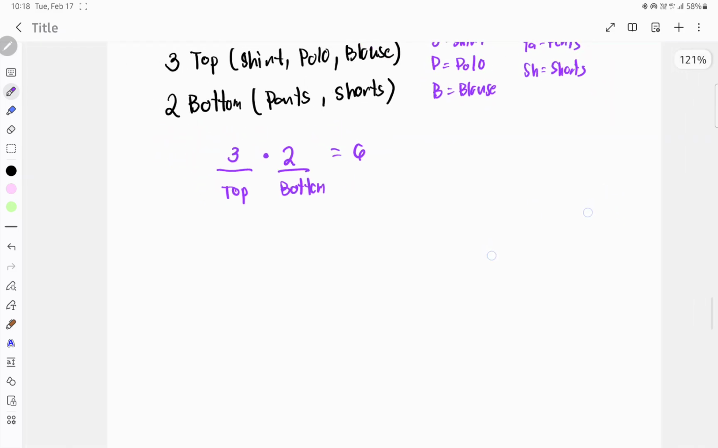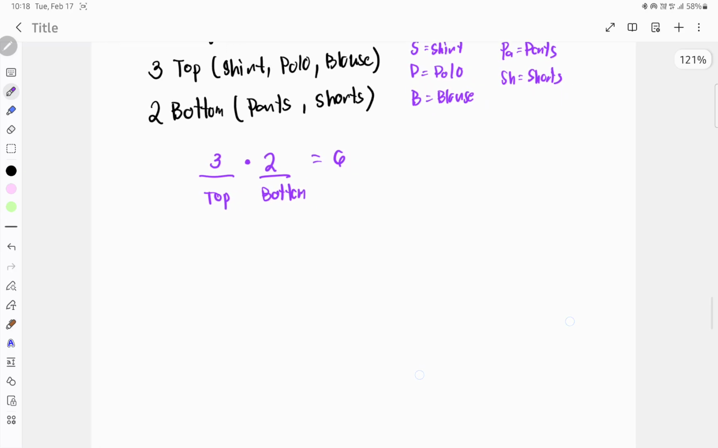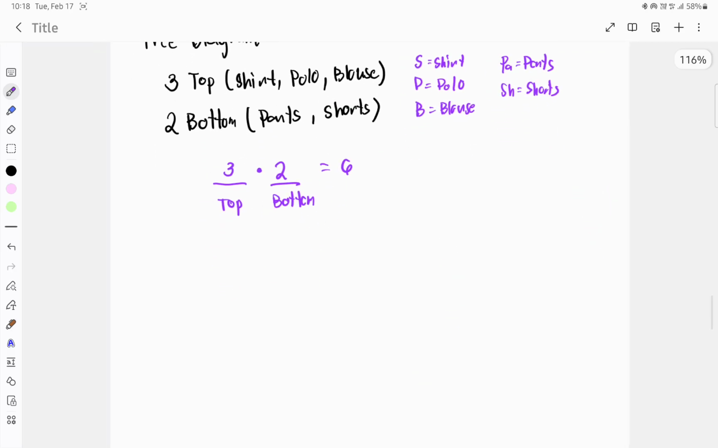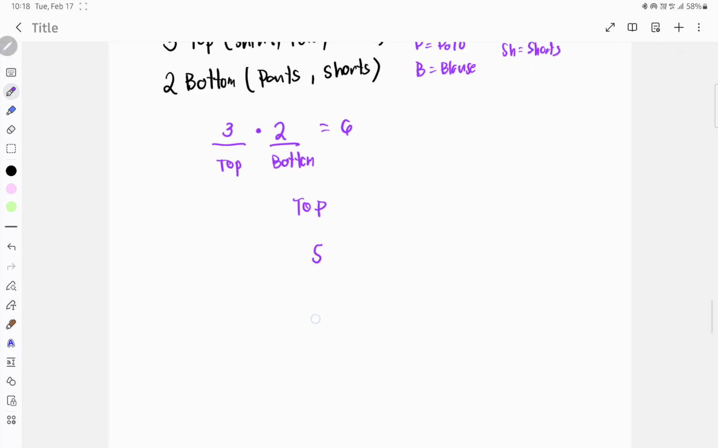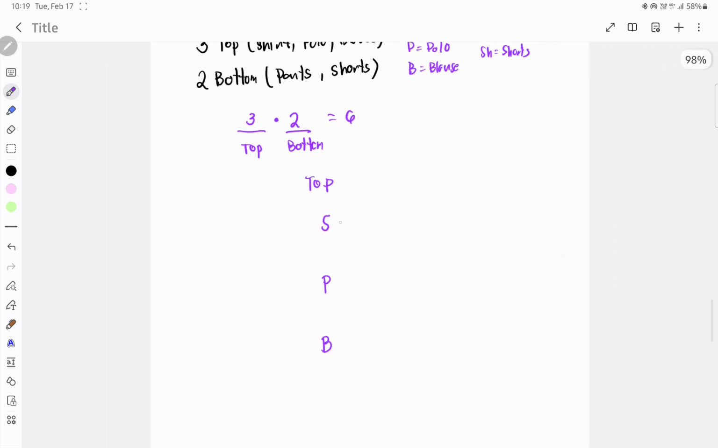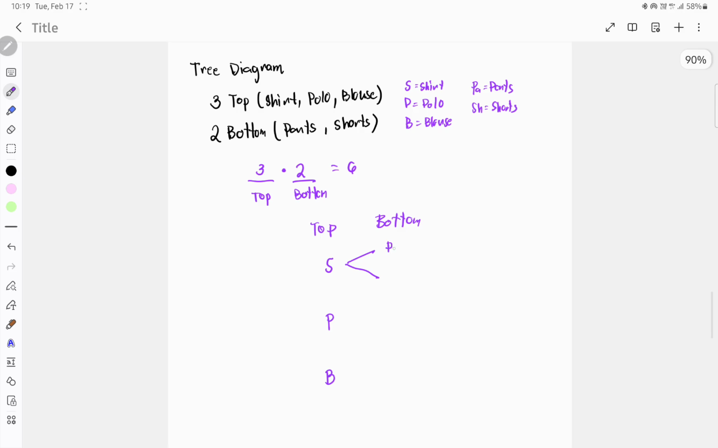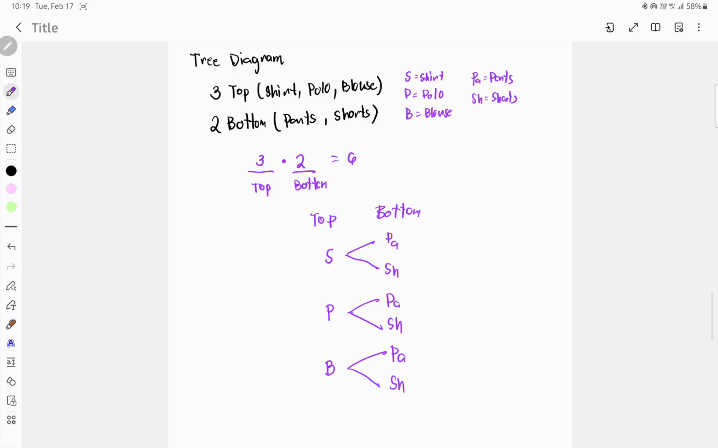Now, a tree diagram we could do horizontally or vertically. We start with the tops. How many tops do you have? You have your S, P, B, right? The offspring of those are the 2 bottoms. So our coding would be PA, SH, another PA, SH, and another PA, SH. So now this is our tree diagram.